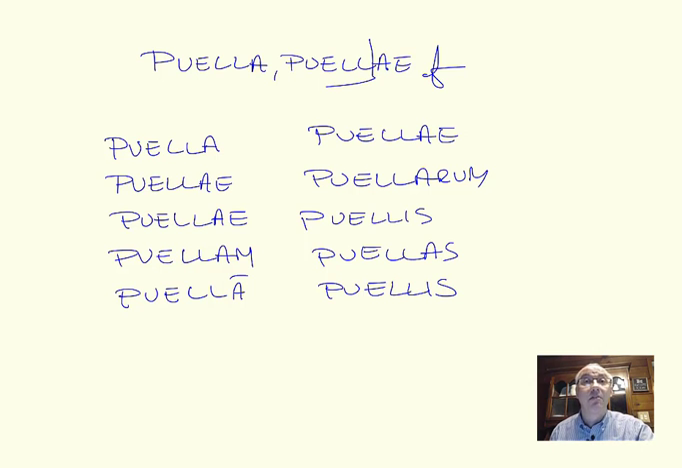Maybe your word is fama. Fama, famae, famae, famam, fama, famae, famarum, famis, famas, famis. Just memorize it. Puella, puellae, puellae, puellam, puella. Puellae, puellarum, puellis, puellas, puellis. Get the idea? Yes. Memorize it in that way.